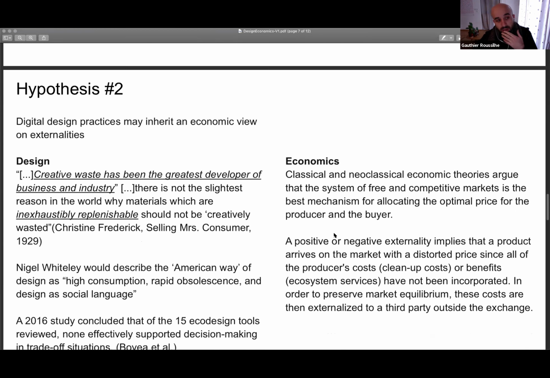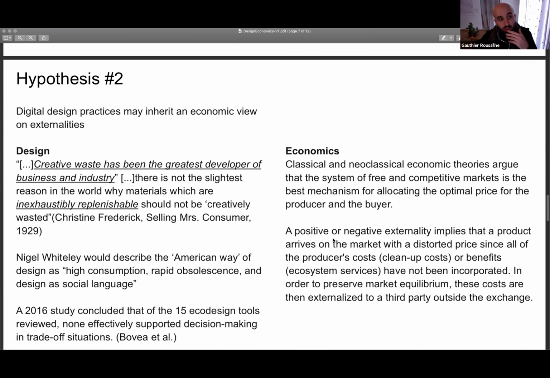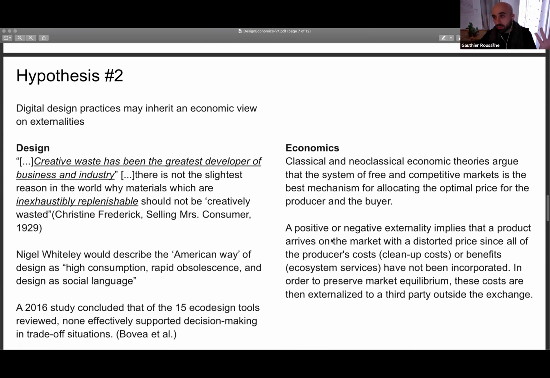In a second way, my second hypothesis was to look at externalities in economics and to look at how digital design is also treating the question of externalities, and also looking back at older literature, especially Christine Frederick in Selling Mrs. Consumer.